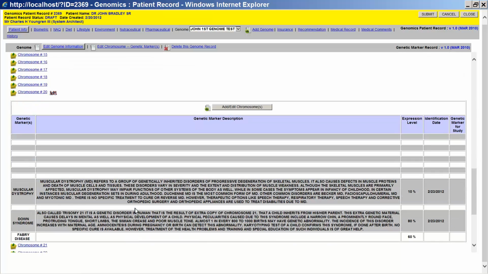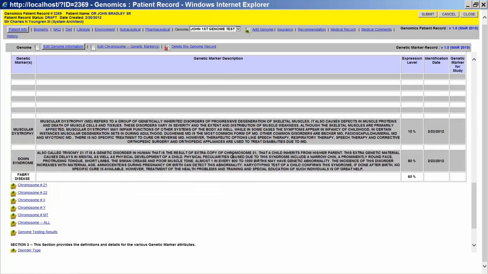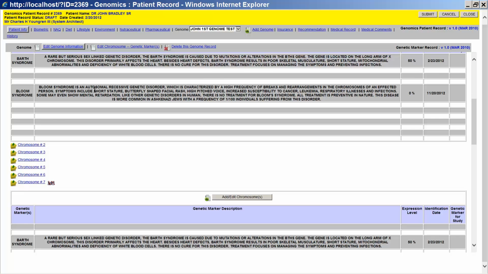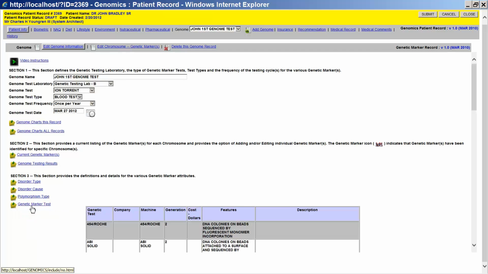And then we'll scroll down to chromosome number 20. In this particular example, muscular dystrophy, Down syndrome, and Fabry disease have been identified as being genetic markers on chromosome number 20, with their respective expression levels and identification dates. Let's scroll up, toggle this piece of information closed, and let us proceed to genetic marker tests.